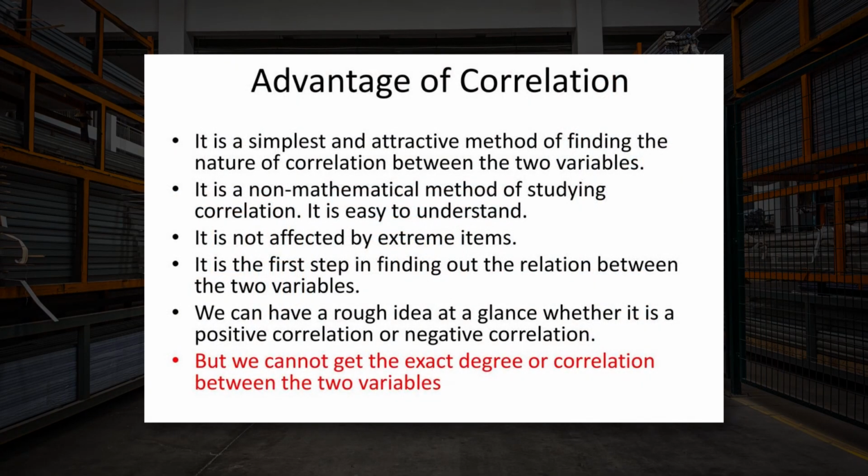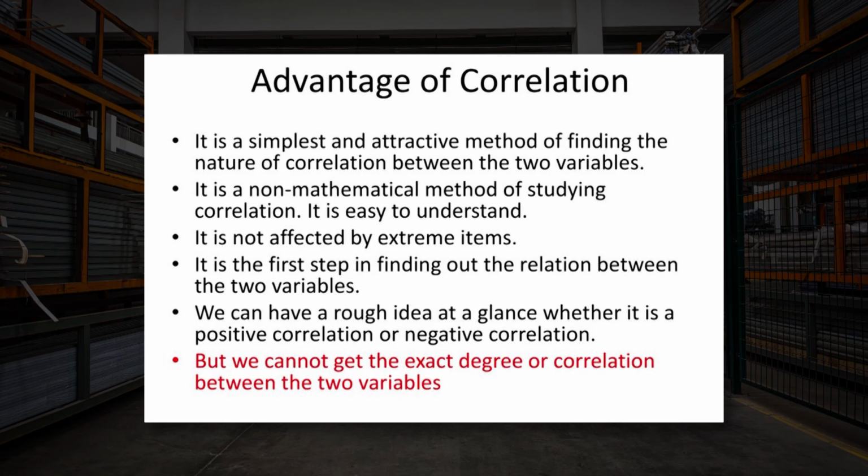So there are certain advantages of correlation. It is the simplest and most attractive method of finding the nature of correlation between two variables. This is very true, and it is a non-mathematical method of studying correlation. The good part is that it is easy to understand. It is not affected by extreme items.